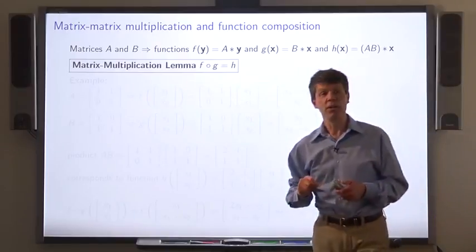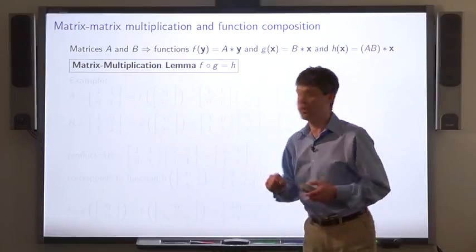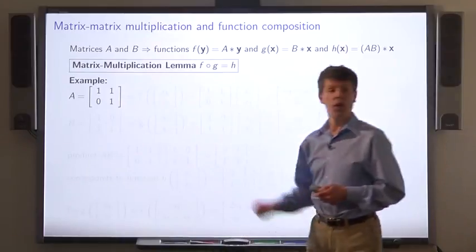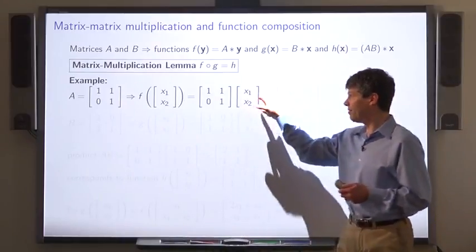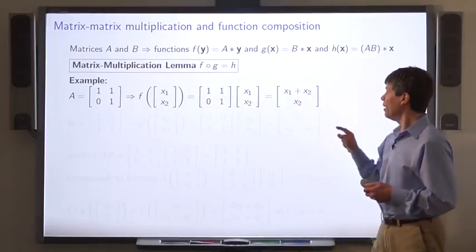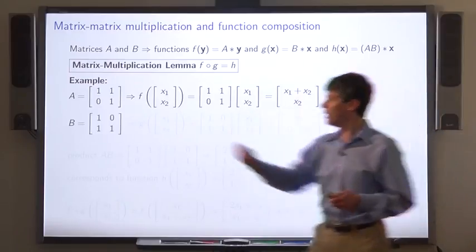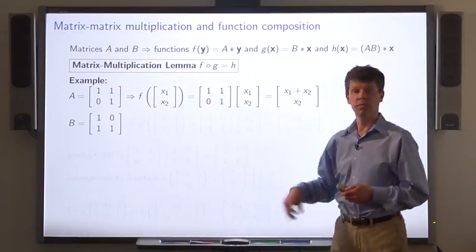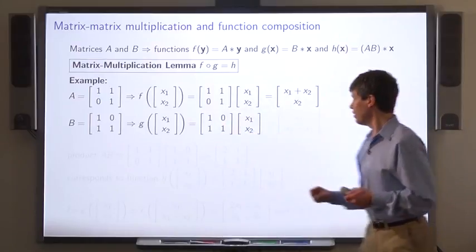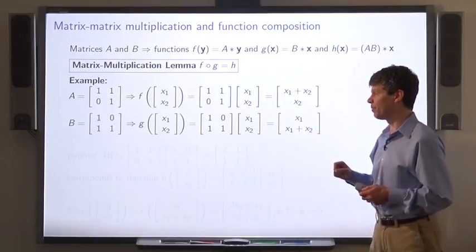Now there's something interesting about the relationship between these functions. f composed with g equals h. Here's an example. Let's start with this matrix A. The corresponding function multiplies a vector by the matrix, and this has the effect of adding the second element to the first element. Let's take B to be this matrix. Here's the corresponding function. It multiplies a vector by the matrix. And this has the effect of adding the first element to the second element.